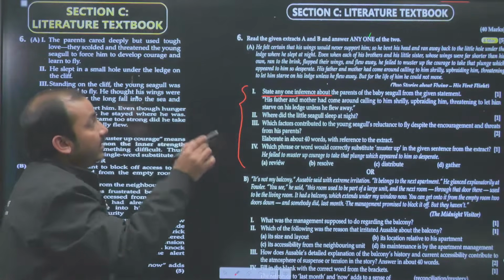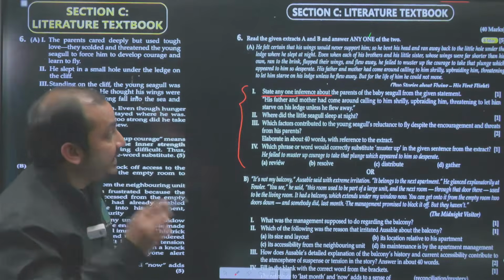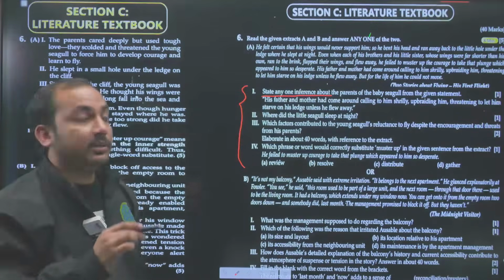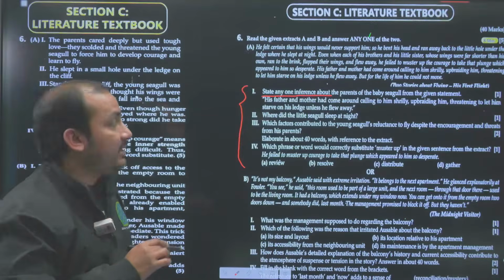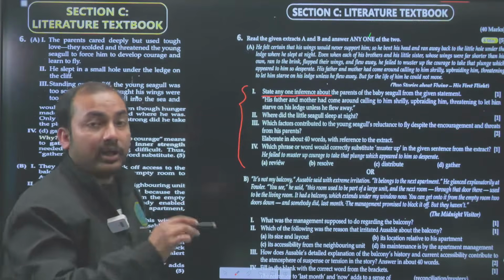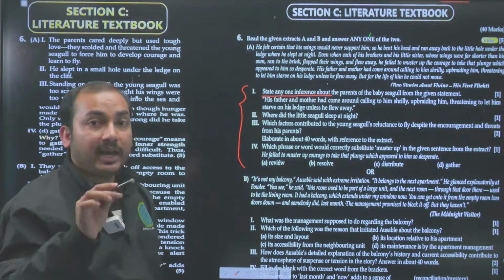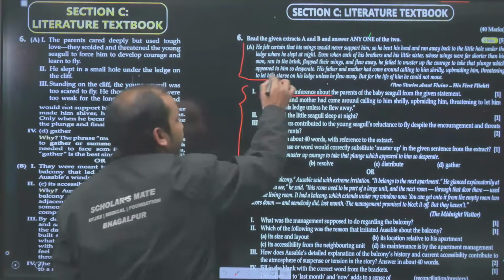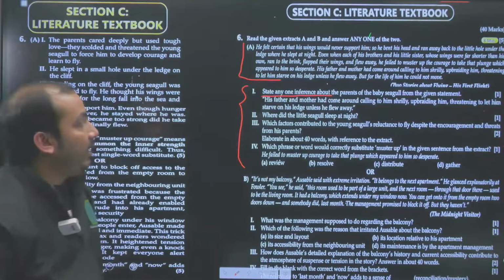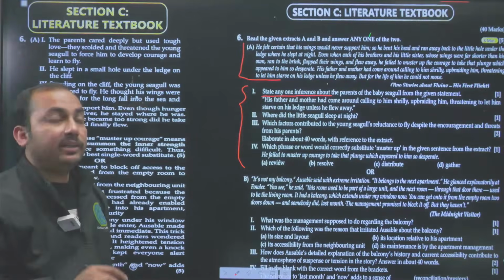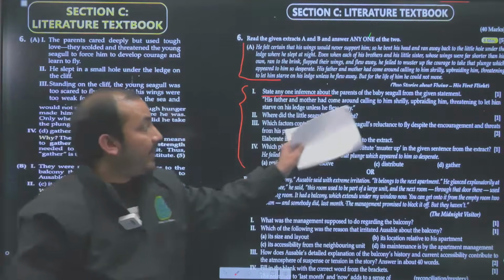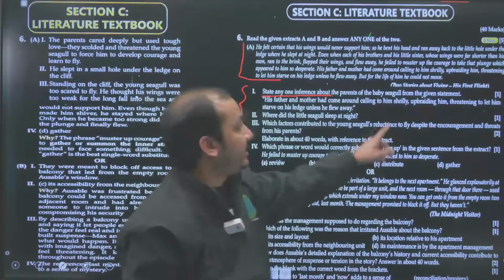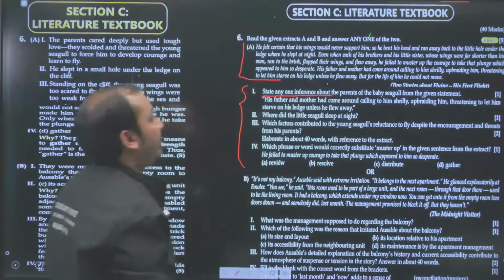As we can see, question 6, this extraction is given from the chapter His First Flight, means about the story about the seagull, where the main character of that story is seagull. So extraction is given from that chapter. State any one inference. Inference means direct conclusion. The parents of the baby seagull from the given statement. What the statement is given?